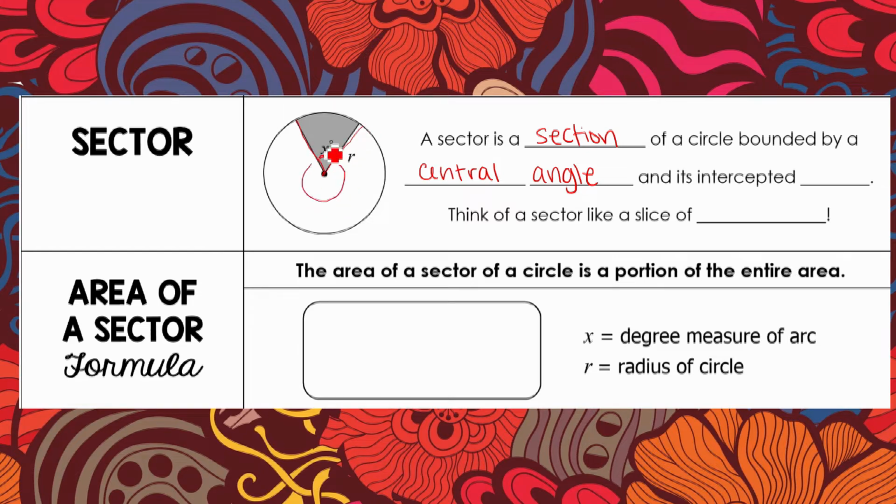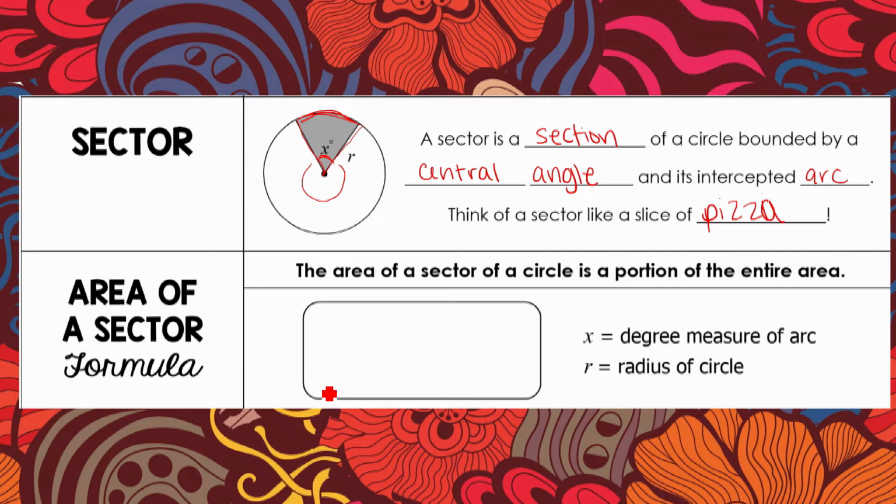This one is also a central angle, but we're only going to be looking at the shaded areas in this worksheet, and its intercepted arc. So it's bound by these two, as well as this arc right here, this part of the circle. You can think of a sector like a slice of pizza or pie. So the area of a sector of a circle is what we're going to be looking at. We're going to look for the area of these, and it's not that hard.